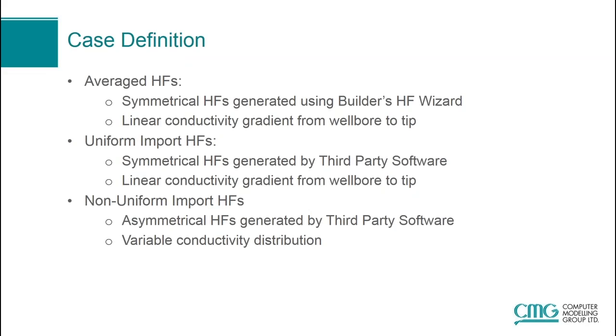This is different from the first case, though, because each one of the fractures is different, though within one fracture we have symmetrical half lengths on either side, as well as this conductivity gradient. The third case, we imported a different file, but we imported the full array of permeability. So this created asymmetrical hydraulic fractures. Again, the file was generated by third-party software. And this takes advantage of the variable conductivity distribution.